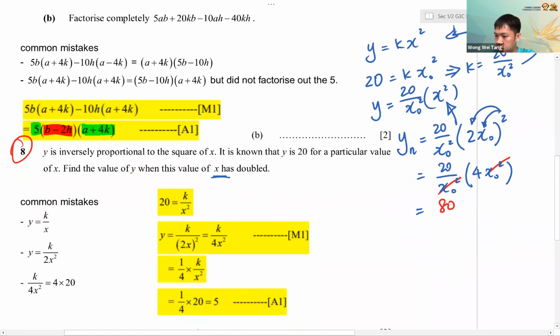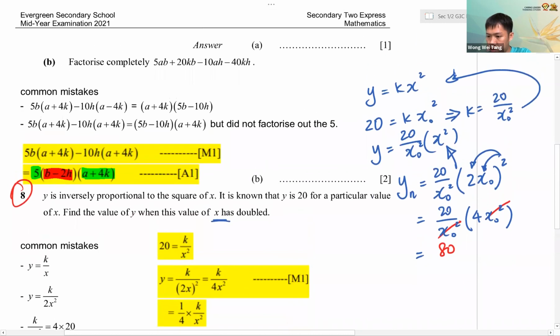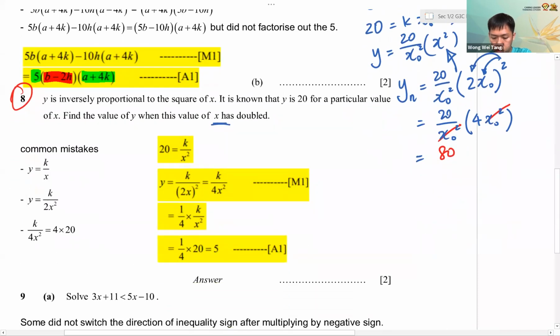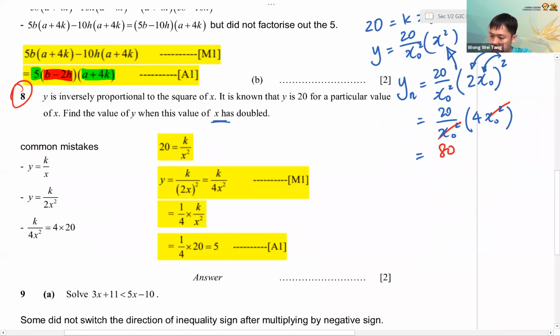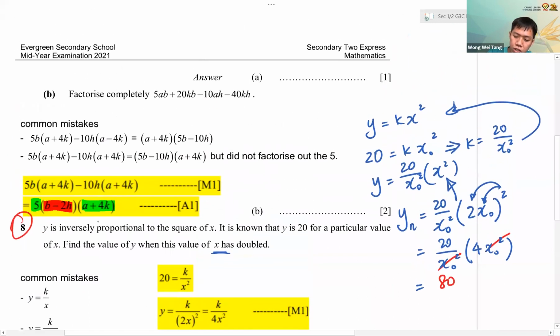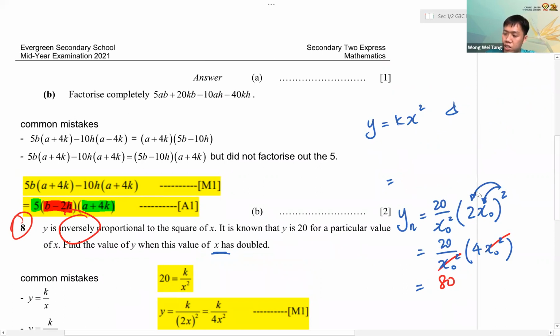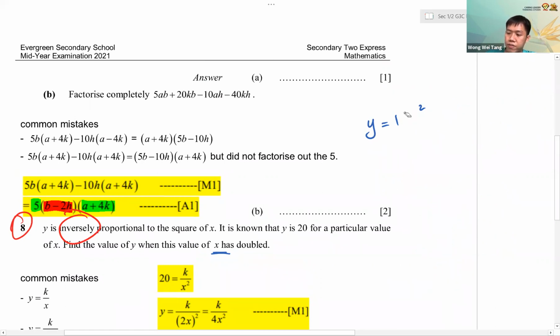Hey, wait, was that a mistake? Okay. Hang on, let me check. Oh, it's inversely proportional. Okay, change everything. Because it is inversely proportional, everything is wrong. I didn't really calculate.